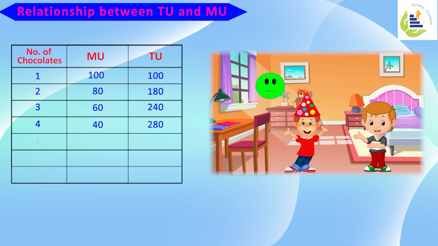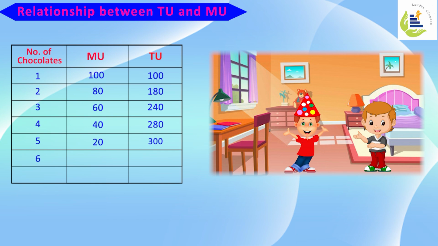280. With the fifth chocolate, only 20 units of utility was added. So the marginal utility was only 20 units and total utility became 100 plus 80 plus 60 plus 40 plus 20, 300 units. Now, he was fairly satisfied. But because of my pressure, he ate the sixth chocolate.